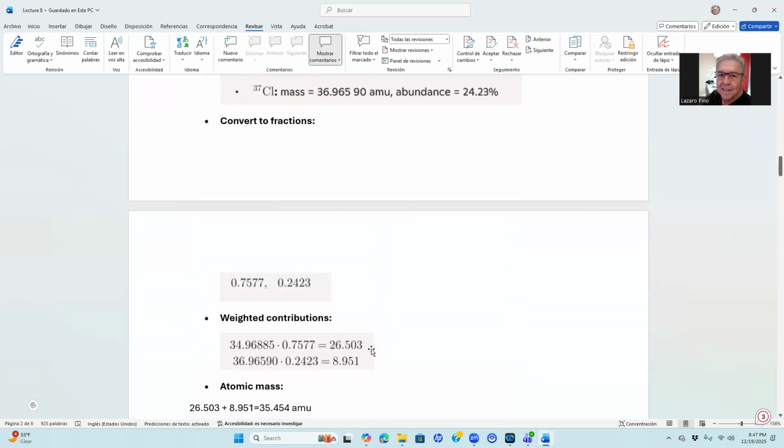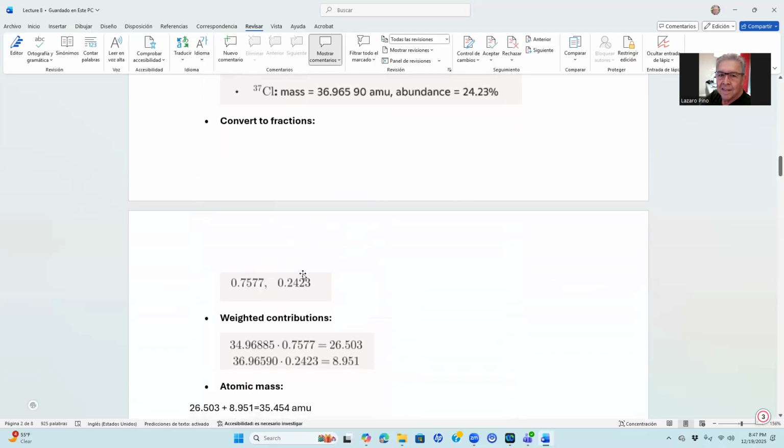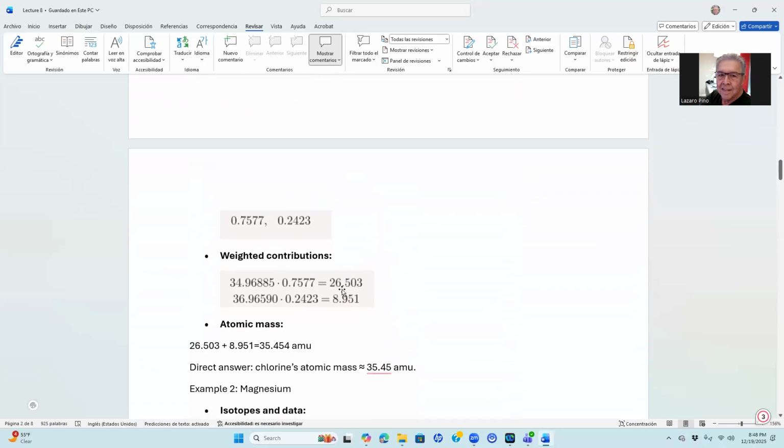Let's do this. Here we convert the percent into a fraction by dividing by 100, and then you multiply the atomic mass by the abundance fraction, and the same thing for the other isotope, and then you get two numbers. If you add these two numbers, you will get the average atomic mass in atomic mass units. And this number that you can see here is the one that you can find in the periodic table.